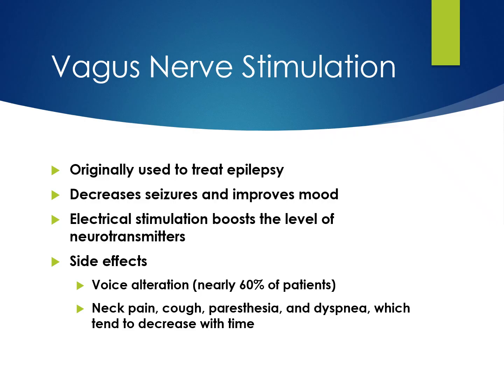The vagus nerve stimulation, this therapy uses electrical stimulation of the vagus nerve. It increases neurotransmitters involved in mood regulation. It was originally used to treat epilepsy. So electrical stimulation boosts the level of the neurotransmitters, and some common side effects are voice changes and neck discomfort.